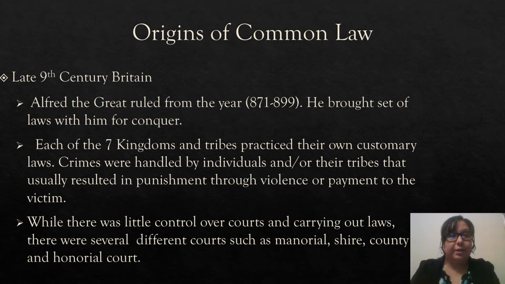So it started around the 9th century in Britain with Alfred the Great. He ruled between 871 and 899, and he brought his own set of rules with him as he conquered England. As he and the other Normans tried to bestow their customs onto the seven kingdoms, it was a little bit difficult because each tribe had its own traditions on how they settled disputes and punishments and took care of payments and compensation to victims.